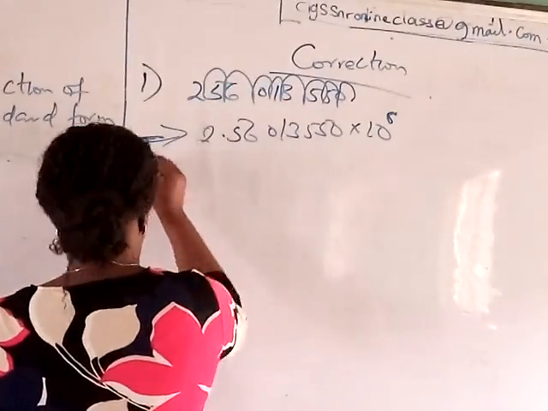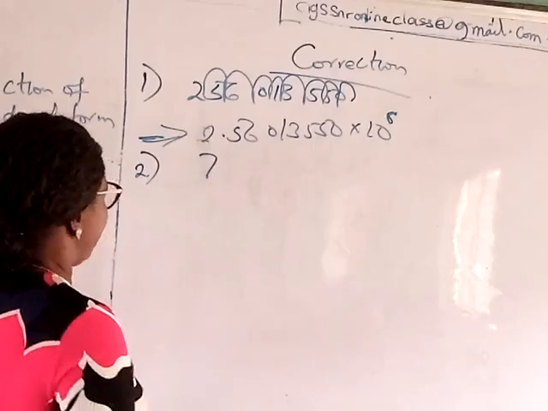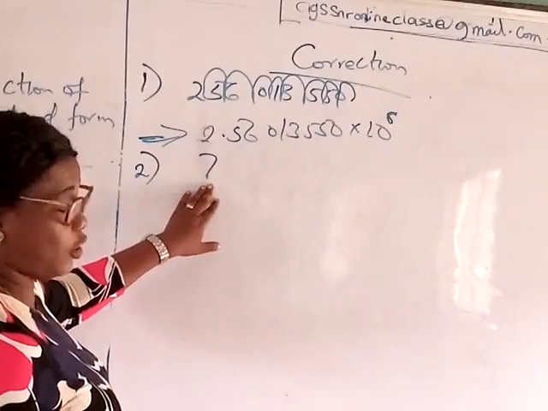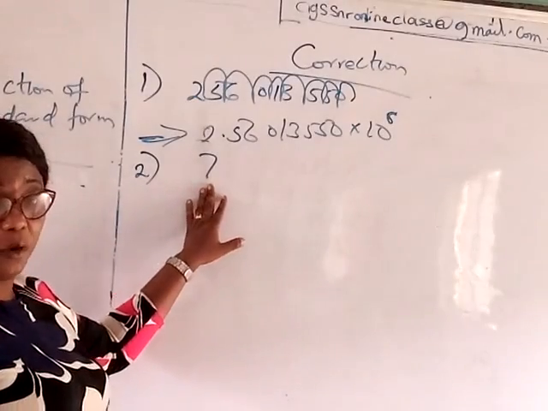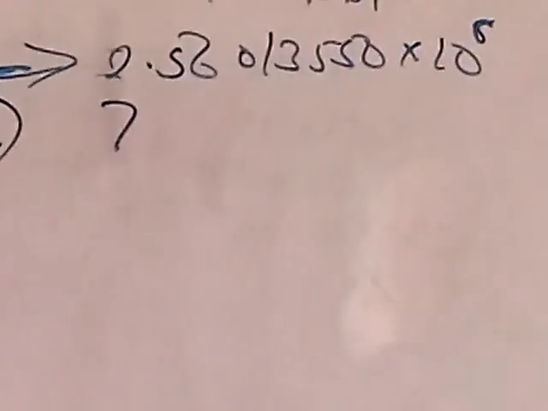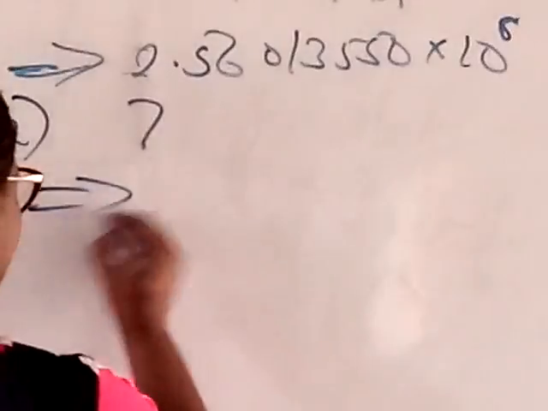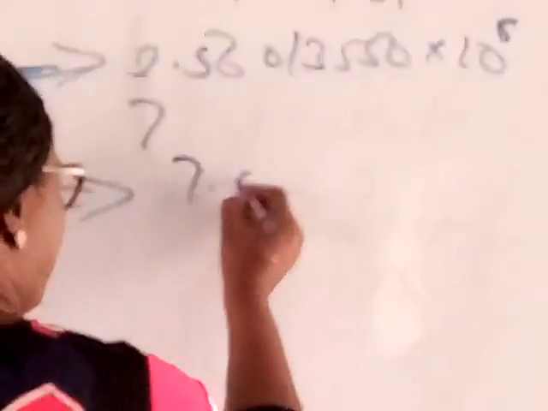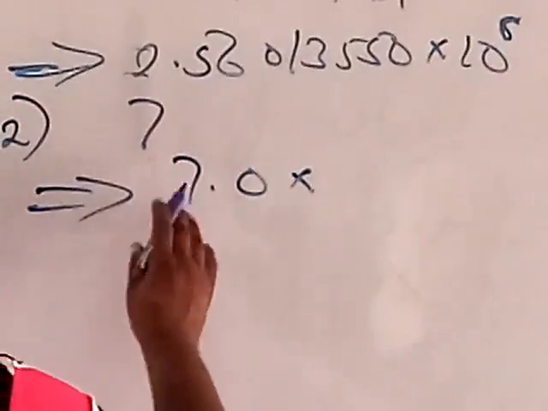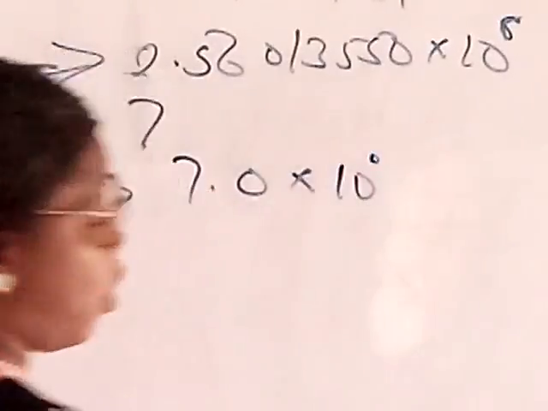Then for the second one, we have 7. You can see 7 is already in standard form because it conforms to the rule of standard form. It's between 1 and 10. So, writing it in that format, our 7 is going to give us 7.0 times 10 raised to power 0, because we do not move the decimal point at all.